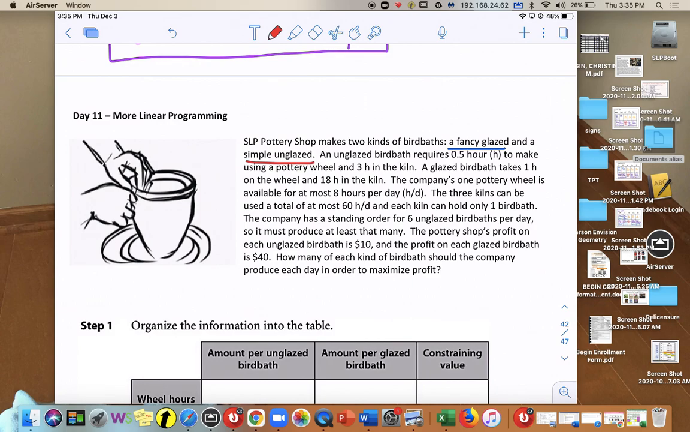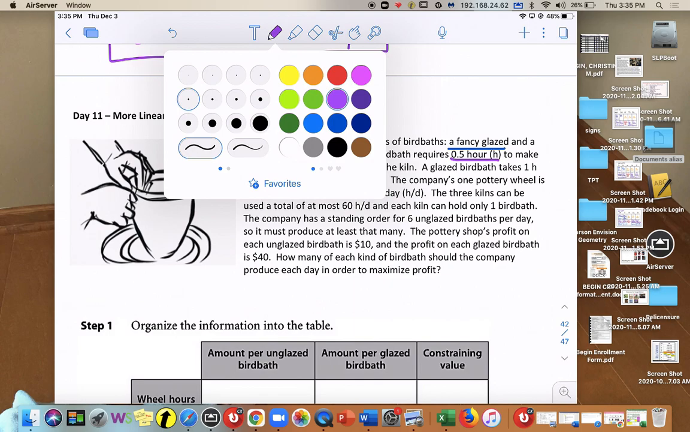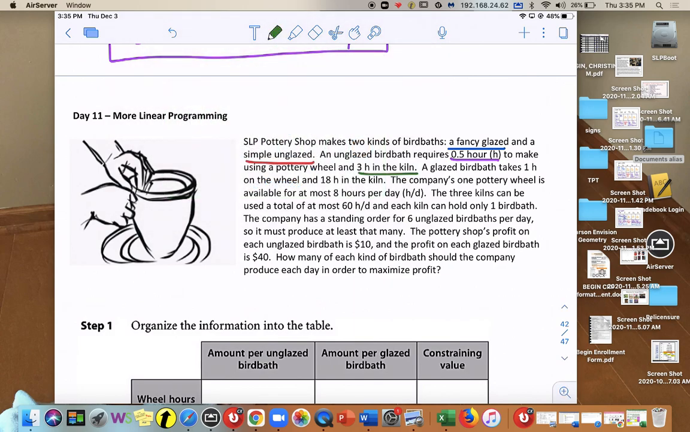An unglazed bird bath requires 0.5 hours to make using the pottery wheel and 3 hours in the kiln. There's a lot of colors here. I'll do time in purple for the pottery wheel, and the kiln is the oven that they bake it in. Let's use green for that. A glazed bird bath takes 1 hour on the wheel and 18 hours in the kiln.